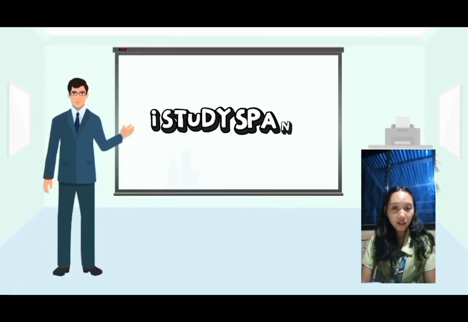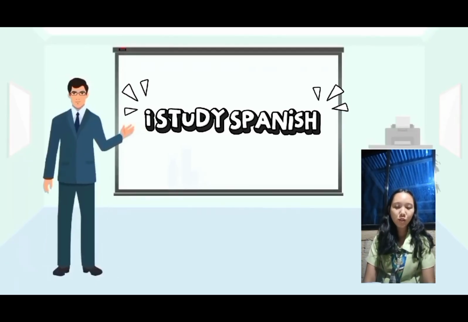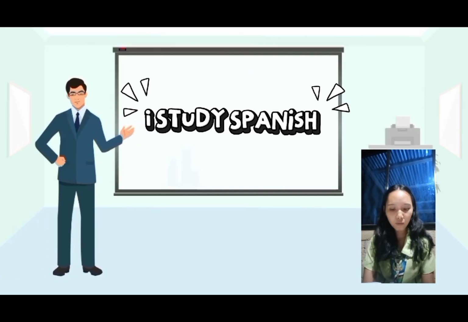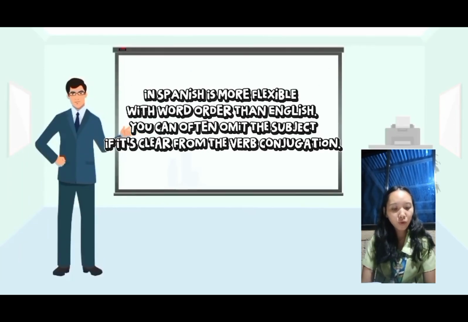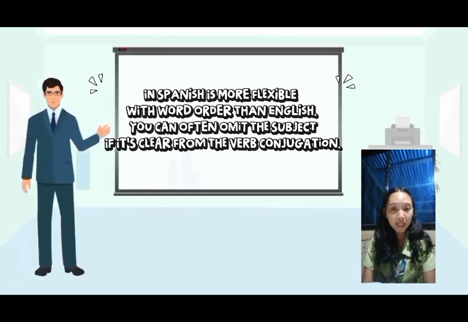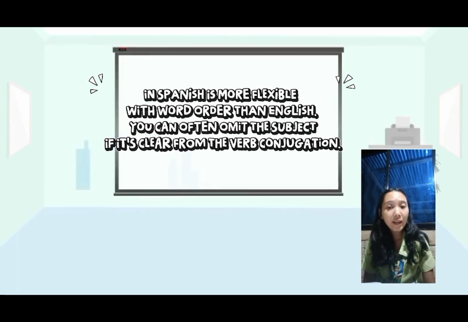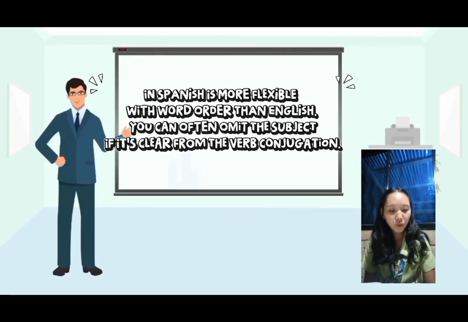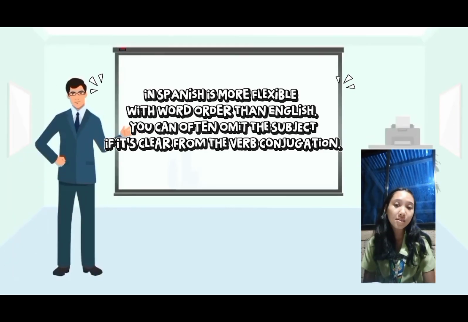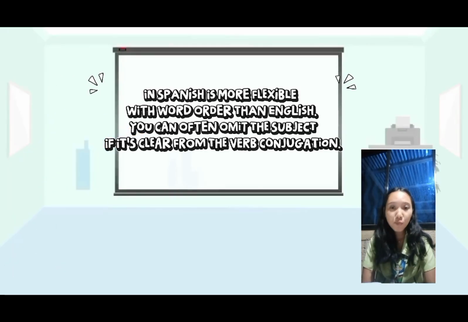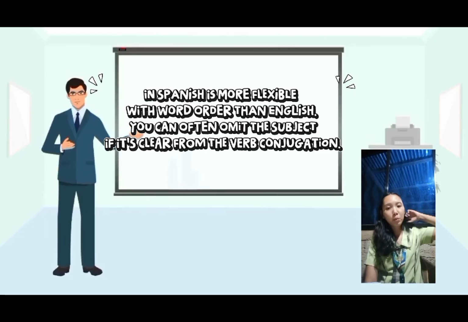In English, I study Spanish. As you can see, yo is the subject, estudio is the verb, and español is the object. Spanish is more flexible with word order than English. You can often change the order of words and the sentence still makes sense. And also, Spanish allows you to omit the subject of a sentence if it's clear from the verb conjugation.